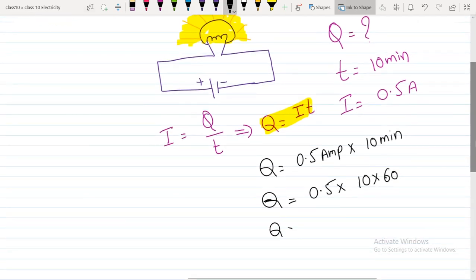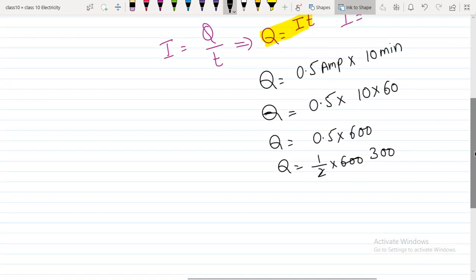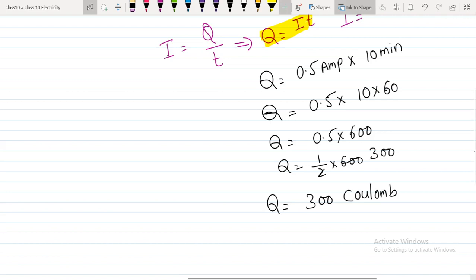Now Q equal to 0.5 times 600. So I can write 0.5 as 1 by 2, 1 by 2 times 600. So you can cancel that to get 300. Therefore the charge Q equal to 300. Charge units are coulombs. So this is how we need to calculate the amount of charge. Here coulombs are very big units.